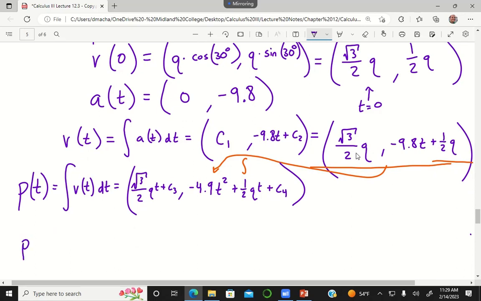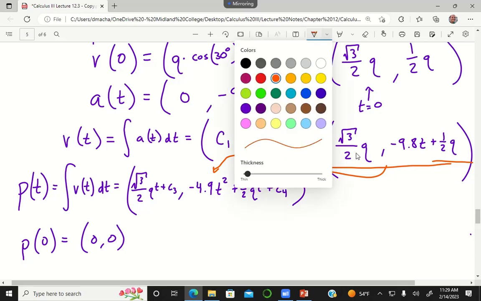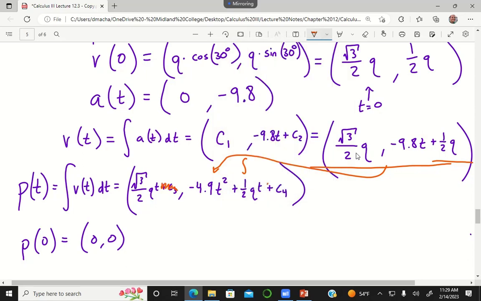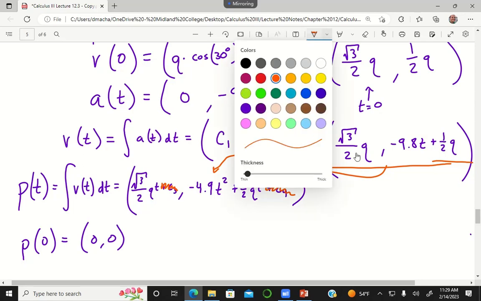And then, of course, I'm remembering that position at time t equals 0, my initial position, was (0, 0). And so whenever I set t equal to 0, I want everything to be 0. That means that I don't actually need these constants, right? C3 should be 0 and C4 should be 0. So that's how I get my position as a function of t.